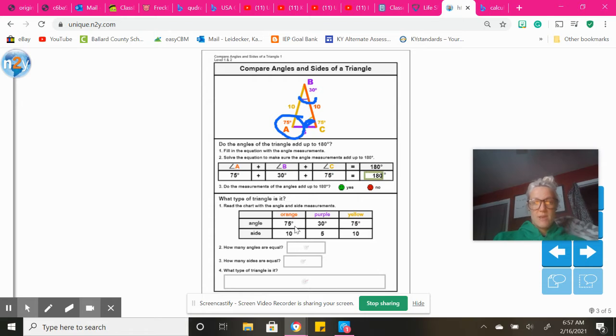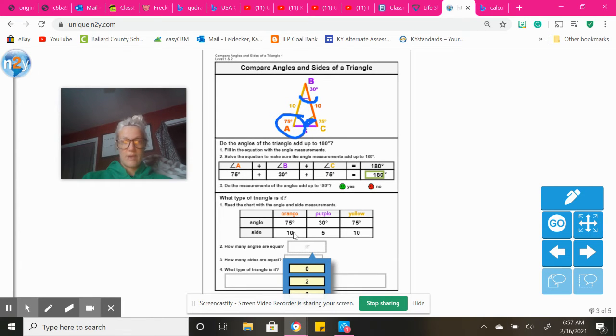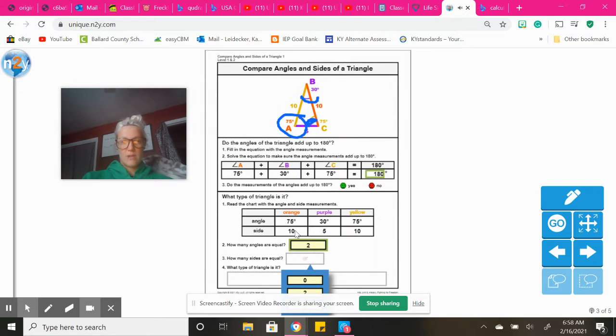So we have the angles are 75, 30, and 75, and then our side is 10. So here we have this side here is 10. This side here is 5, the bottom, and then the other side is 10. So how many angles are equal? Well, we have to look at our angles. So 1, 2, 2 are equal. How many sides are equal? Now we have our sides. 2 are. 2.